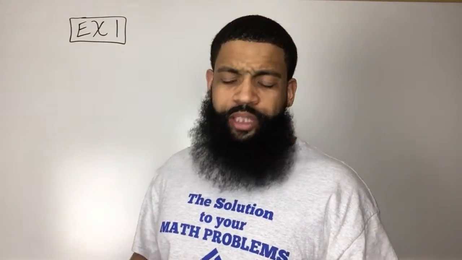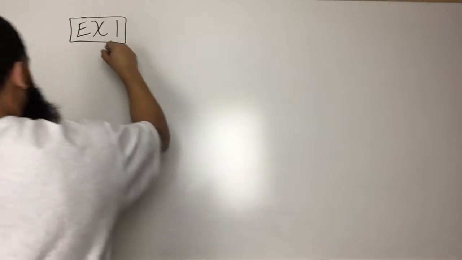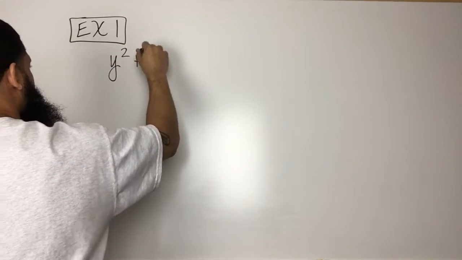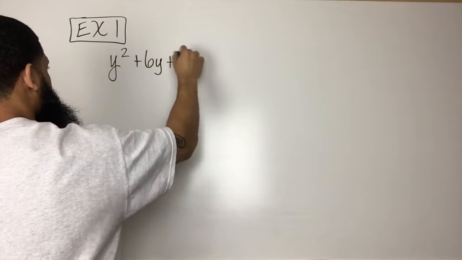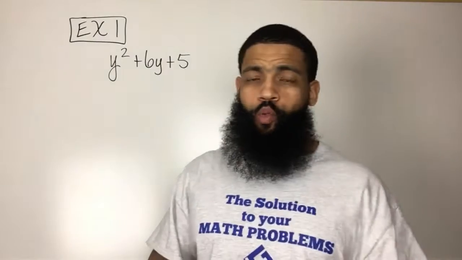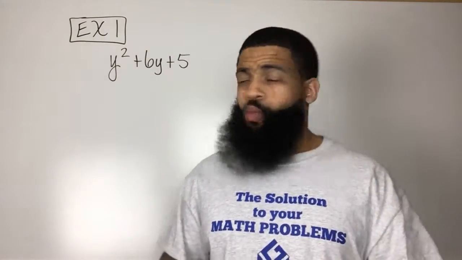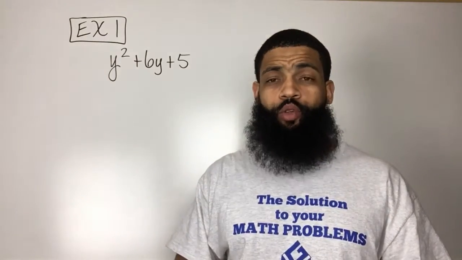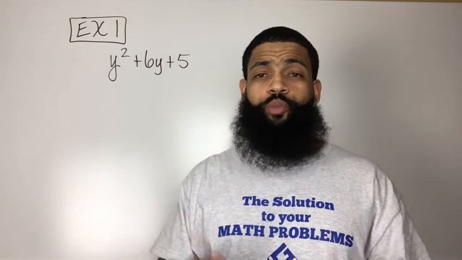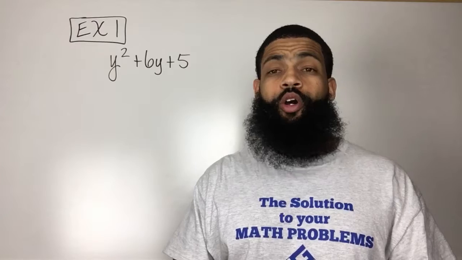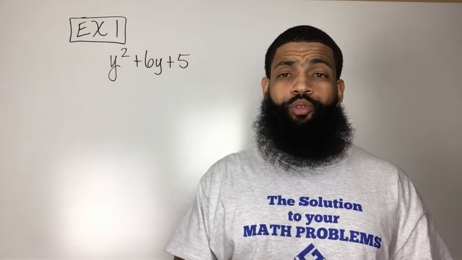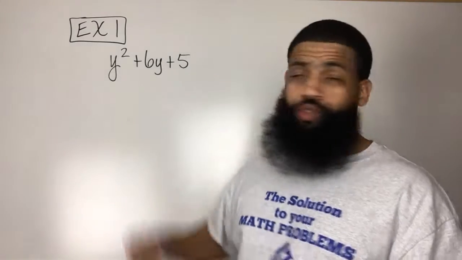Example 1, I have y squared plus 6y plus 5. Now, remember, let's think about what a factor is. When I talk about factoring, we have this trinomial, and in order to get this trinomial, we can multiply two binomials. So our goal is to find out what two binomials I can multiply to get this trinomial.